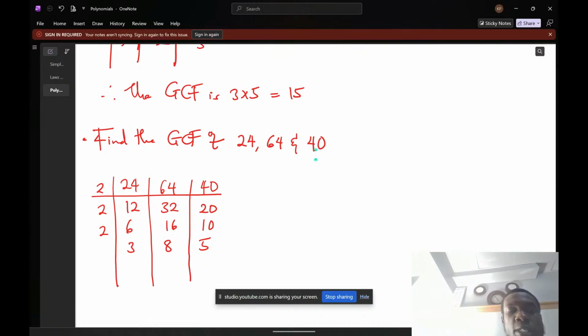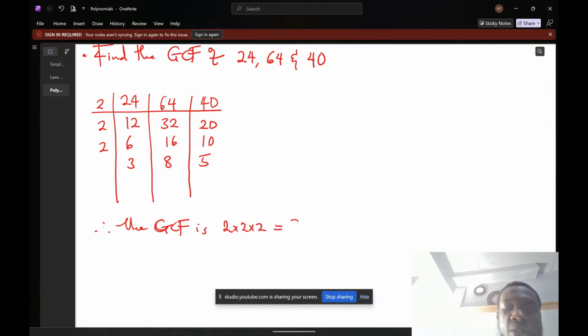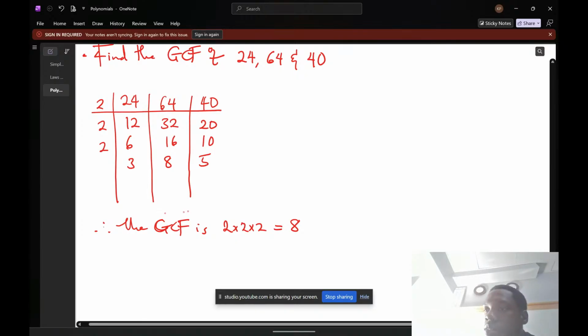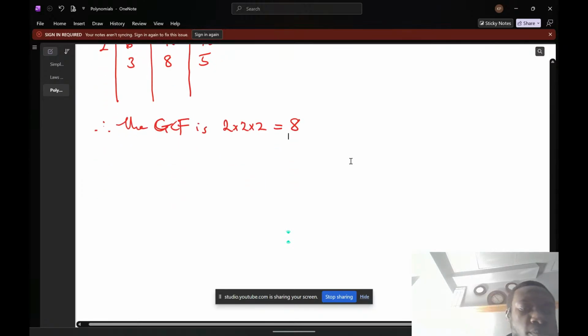There's no common number that we have that can divide all these 3. So therefore, we will say that the GCF is 2 times 2 times 2, which is equal to 8. Okay. I'm going to do maybe 2 more examples on GCF before I jump to another topic.